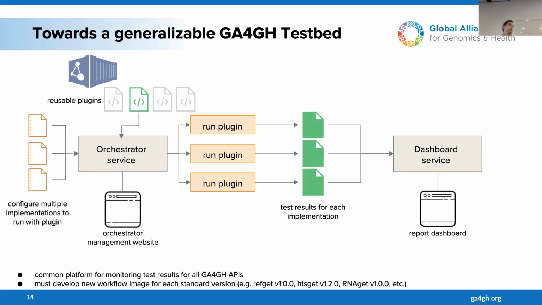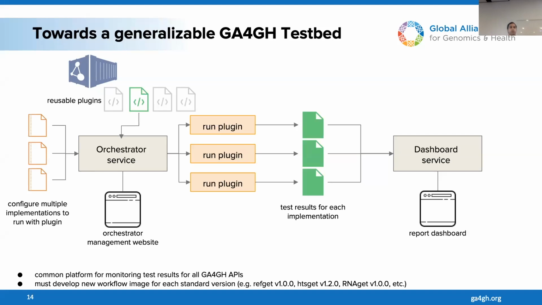These plugins would be reusable, so there could be a plugin for refget version 1 compliance, htsget version 1 compliance, and so on. We can have some way to configure and track the implementations that we want to track. Then the orchestrator service will run the plugin code against the implementation on some schedule, generating reports on that schedule. These reports can then be fed back into some dashboarding and reporting service that we can monitor.